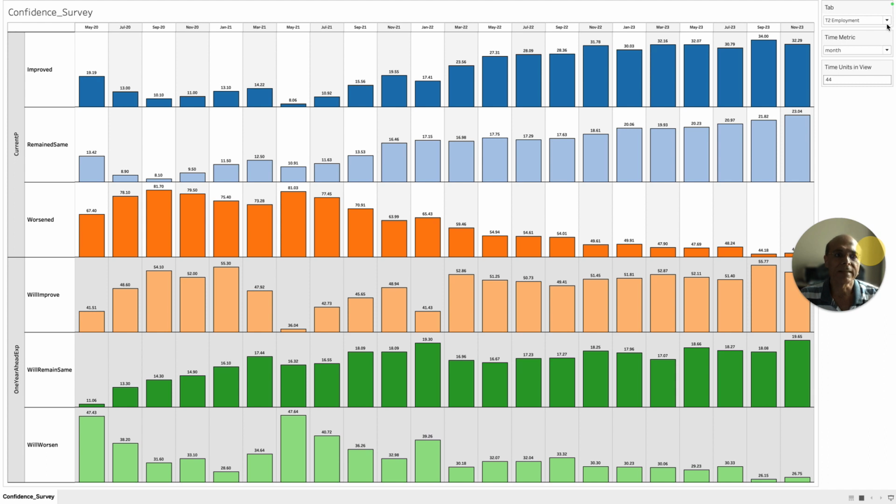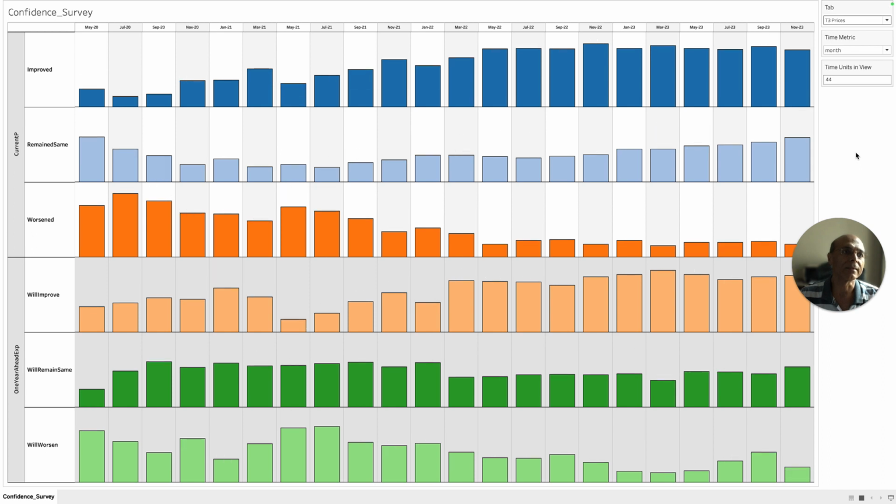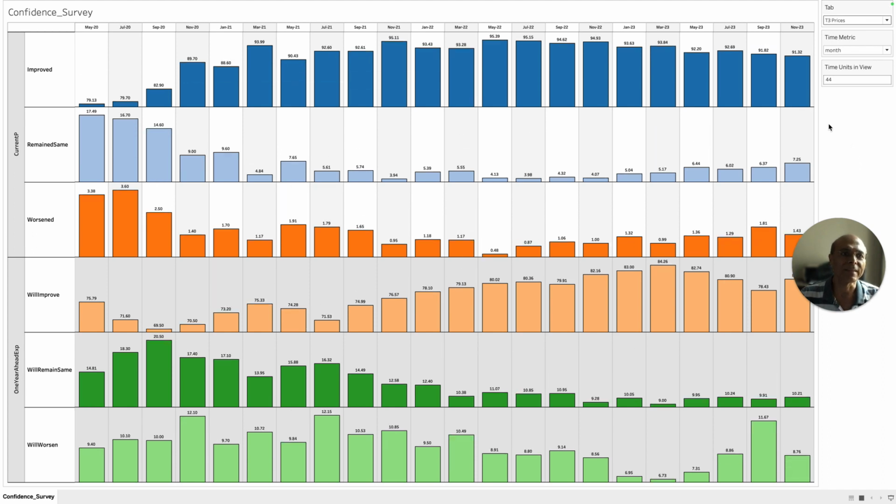Now let's look at the other dimension, which is prices. Let's see what they say about prices. From a pricing perspective, people basically feel that there is a downward trend. If you see, this is interesting. People are of the view that the prices are not going to improve. That is where there is a rising trend here. People feel that the pricing situation is going to worsen, right? And the percentage of respondents who believe that the situation will remain same has also increased on a monthly basis.